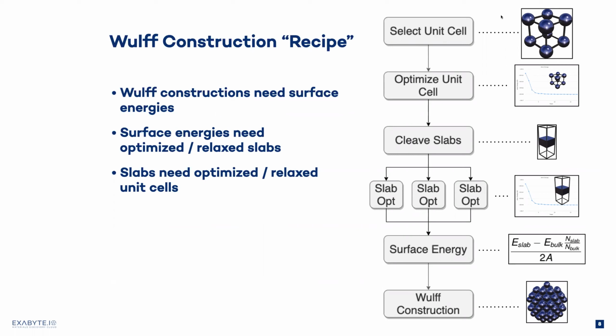So we start off by choosing the unit cell that's appropriate for our material. We can then optimize this unit cell. We then cleave our slabs to generate a bunch of surfaces. We then run a lot of slab optimizations in parallel to optimize all of those slabs. We can then calculate a lot of surface energies using those slabs. And then finally, once we have our collection of surface energies and surfaces, we can perform the Wulff construction and actually get the particle.